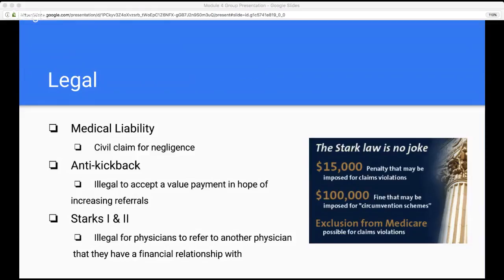Stark 1 and 2 make it illegal for physicians to refer to other physicians that they have a financial relationship with. Violations against anti-kickback and Stark laws are criminal acts which can result in fines and even prison time.